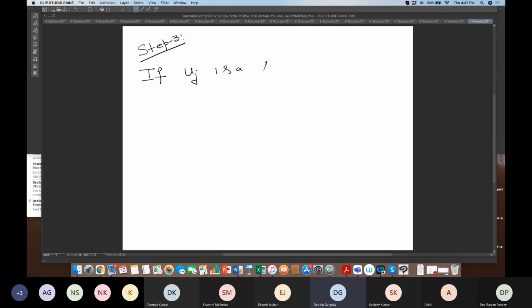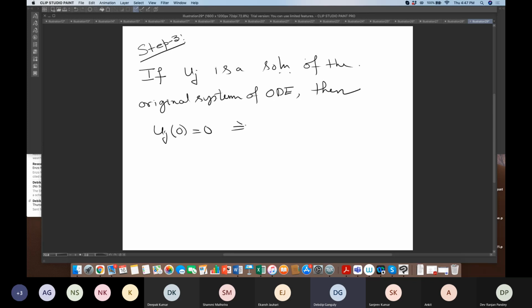If uj is a solution to the original system of ODE, then uj is 0, and d alpha uj at 0 is 0 for alpha equal to, of course, because uj is 0 in the initial condition when xn equals 0. So you cannot take alpha to be alpha n, because that variable has to be 0. And you can check del uj at the point 0 by del xi is equal to dj at 0.